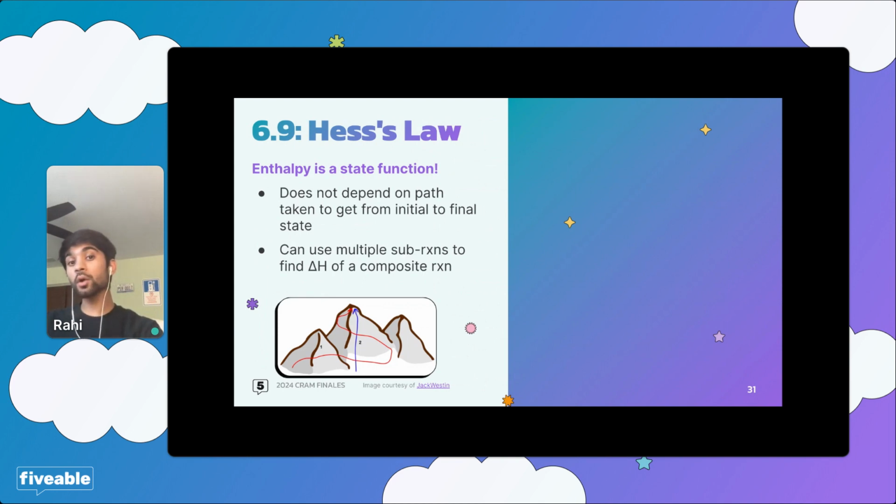But yeah, you can use multiple subreactions to find the delta H for a composite reaction. That's where we derive Hess's law from, and that's why we use Hess's law.